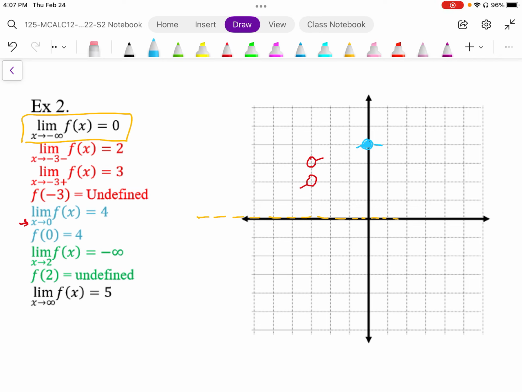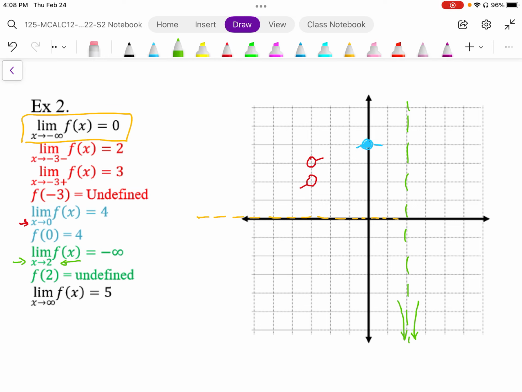Then we get to x going to 2. As x goes to 2, it's equal to negative infinity. Well, we have to remember that looks like an asymptote, but it's not just a regular asymptote. It's in fact coming from both sides. This is a two-sided limit. So we have here a two-sided limit coming from both sides, and they're both going to negative infinity. So at 2, we have a vertical asymptote, and on both sides, it is pointing down. At 2, it's undefined. Well, that's consistent with our vertical asymptote.